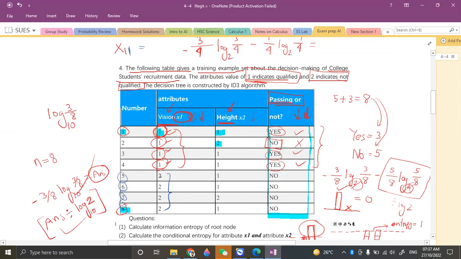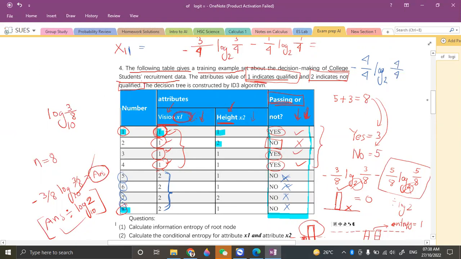So now we have to think of where the attribute x1, they are not qualified, right? 2 means not qualified. And now let's see, all of them are no, right? No, no, and no. So our calculation becomes easier. So we write down here minus 4. So 4 out of 4, they are no, and then we write down log 2 base 4 out of 4.